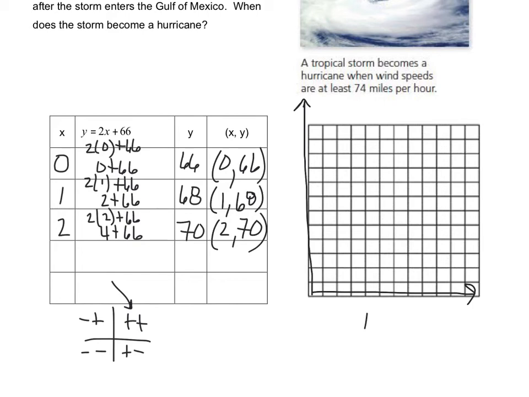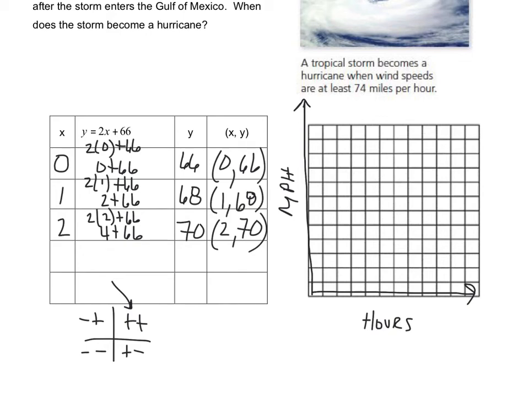So down here, we're going to put hours, representing the hours after it enters the Gulf. And we're also going to put over here miles per hour to represent our wind speed. So you need to make sure you include those labels.